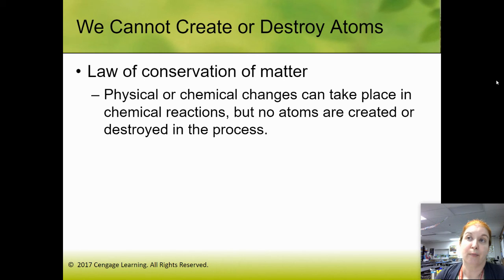Law of conservation of matter. Hey, here's a law. So law of conservation of matter says physical or chemical changes can take place in chemical reactions, but no atoms are ever created or destroyed in the process. So when you lose weight, how you actually do that is the carbon in you becomes more of the CO2, and that leaves you when you breathe out. And that is literally how you lose weight. They did studies on it. You actually lose most of it as you sleep.